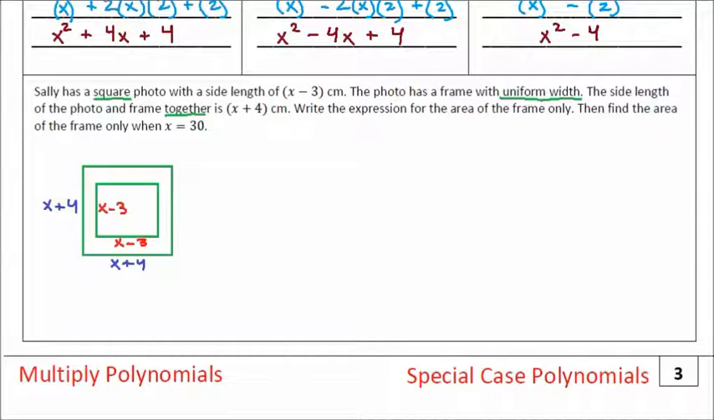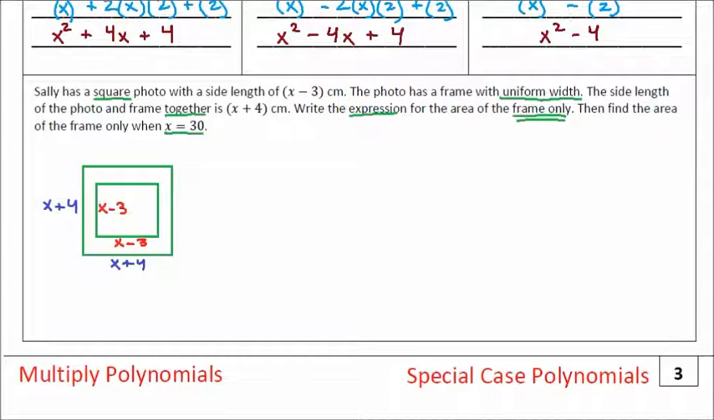Here's what they want you to do. Write the expression for the area of the frame only. So what they're looking for is, they don't want the area of the frame and photo, the whole thing, and they don't want the area of just the photo. They want the whole thing minus the photo, which means all we're going to be looking at is just the area of the frame, which is this outside edge around the outside of the photo. So first find the expression, then find the area of the frame only when x equals 30. So we're going to find the expression, and then we're going to plug in x equals 30 and see what the area of the frame only will be if x equals 30.